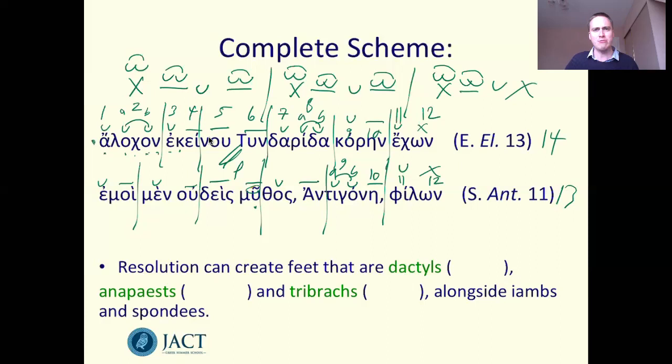So, as a result of resolution, you can get feet in the line which aren't just iambs or spondees. You can get feet which are dactyls, and feet which are anapaests, which is the reverse dactyl, and you can get feet which are tribrachs. Tribrach is a three short, from tri, meaning three, and brachus, which is the Greek word for short. Looking at the lines we just did, in this one here we've got a tribrach in the first foot and in the fourth foot, and in the second we've got an anapaest in the fifth foot.